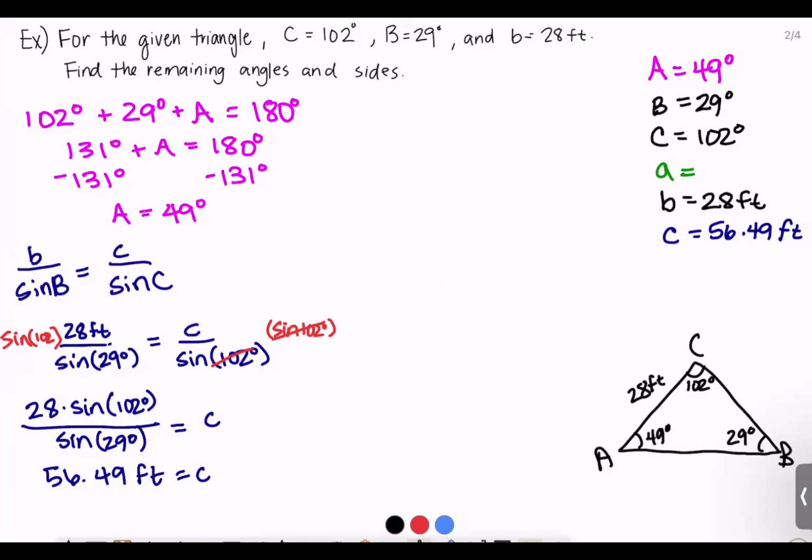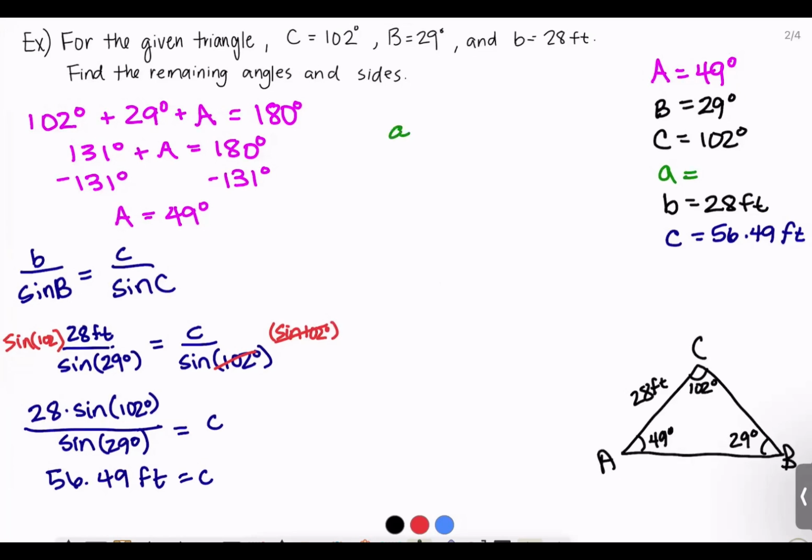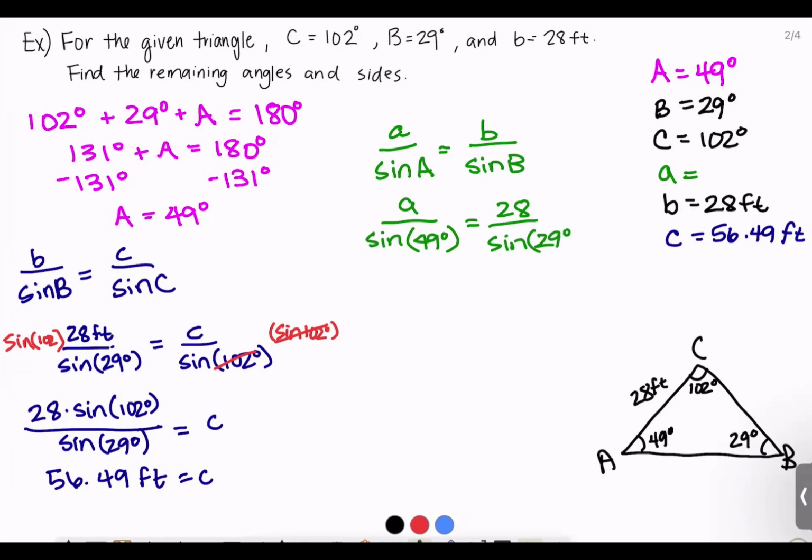So to find side A, I've got to use A over sine A. I'm going to set that equal to B over sine B, because both angle B and side B were given to me. So now I'll plug in what I know. We calculated angle A to be 49 degrees, so plugging that in here. And we were given 28 for side B and 29 degrees for angle B.